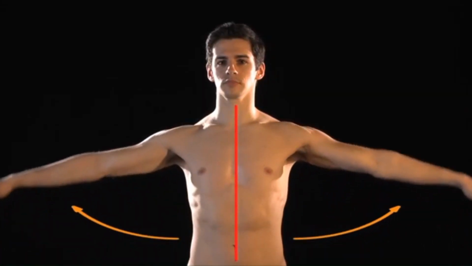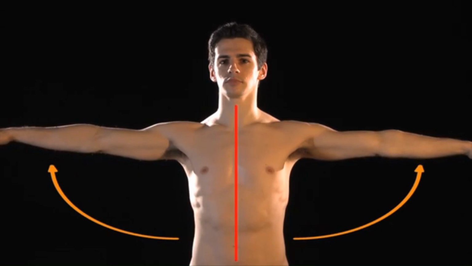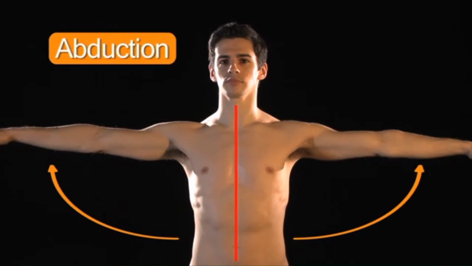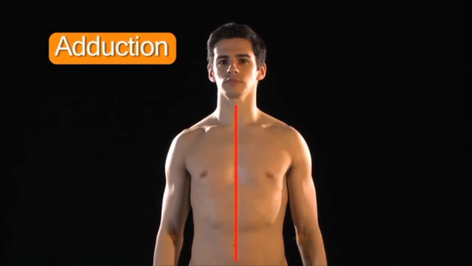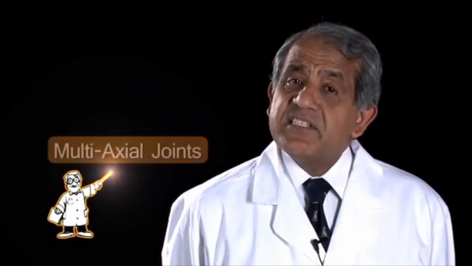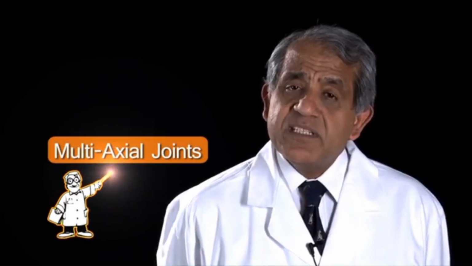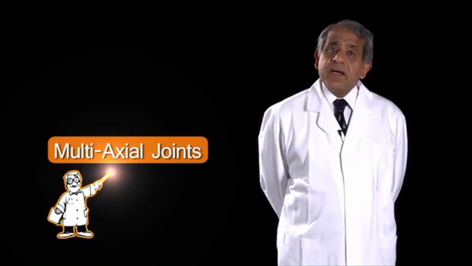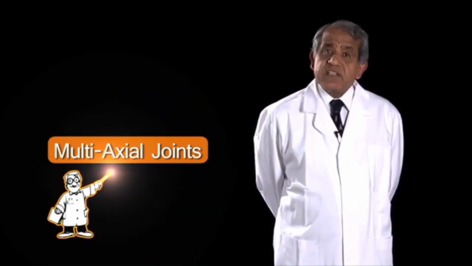When the upper limb is moved away from the vertical midline axis of the body, that movement is referred to as abduction, and movement of the limb towards the midline axis of the body denotes adduction. In certain joints, there is so much versatility of movement that the individual parts can be moved about several different axes. Such multi-axial joints are best exemplified by the shoulder joint.